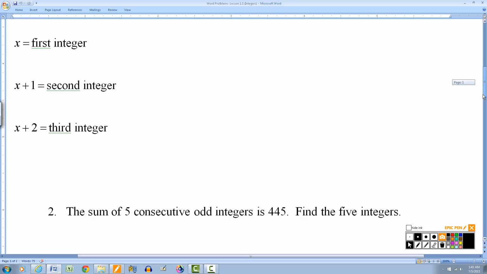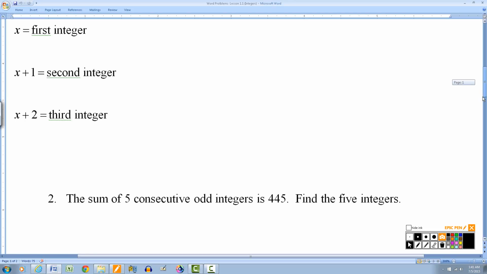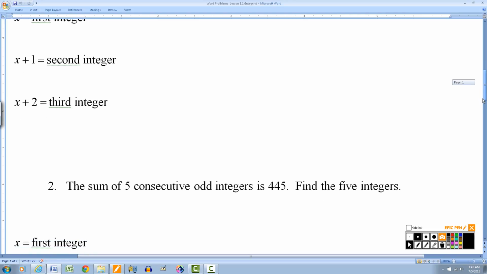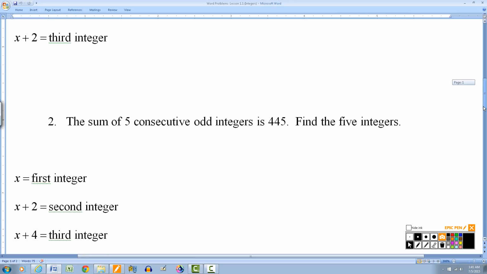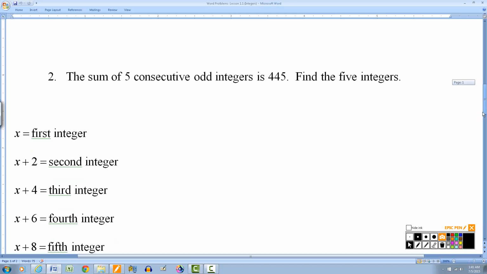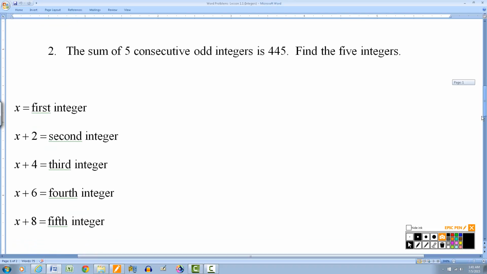So I could set it up similarly and say, okay, let x be the first integer. Then 2 more than that would give me the next one because they're odd. 2 more than that would give me the next one, so that's x plus 4, the third integer. X plus 6 would be the fourth integer. And x plus 8, 2 more than x plus 6, would give me the fifth. And there you have it.